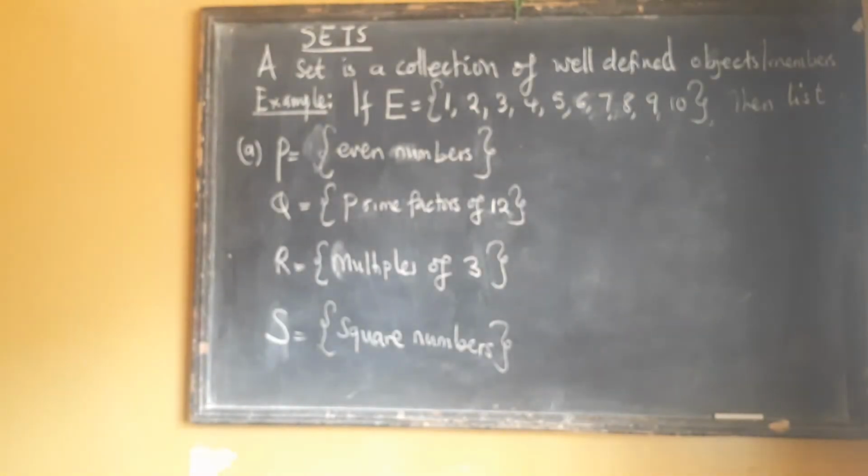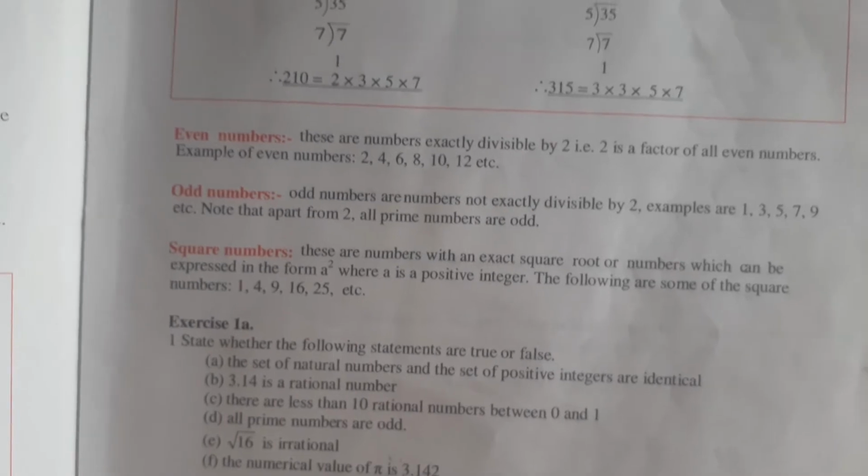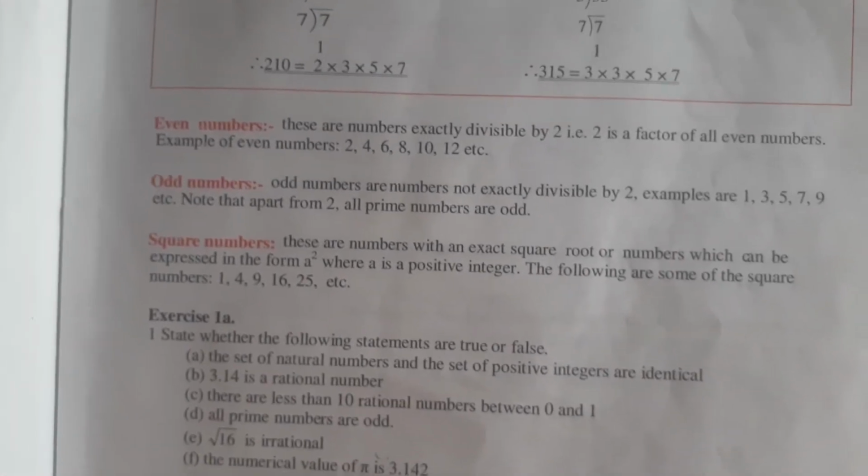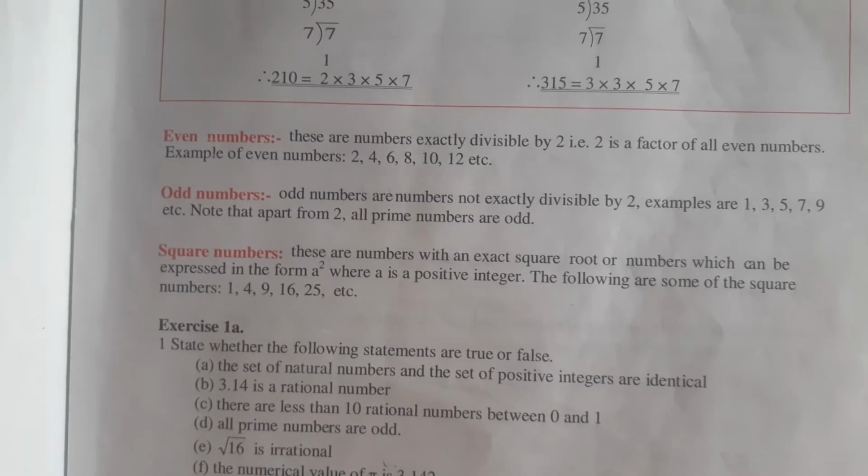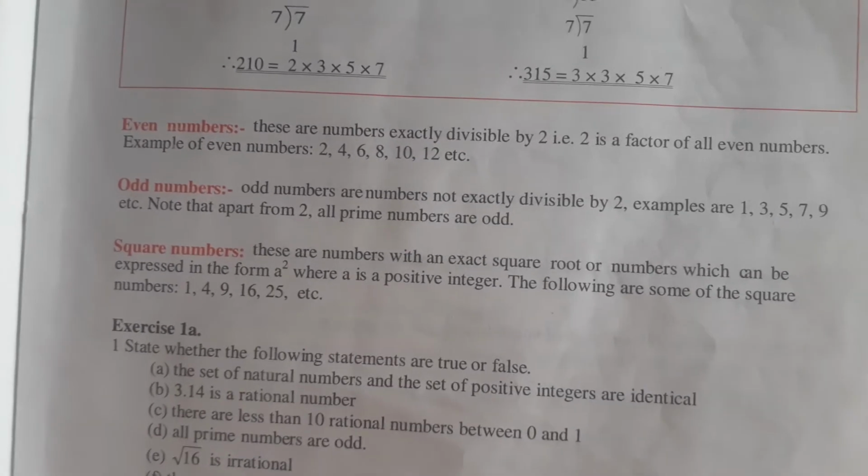Okay? Also look at these types of numbers that I want you to consider. They are very important. We need to know these types of numbers. I hope you can see them there. We have even numbers, odd numbers, and square numbers. I want you to read through these. Pause the video, read them through. These three types of numbers here.